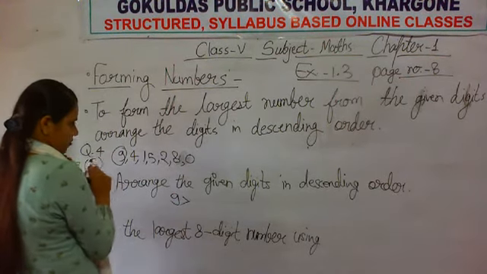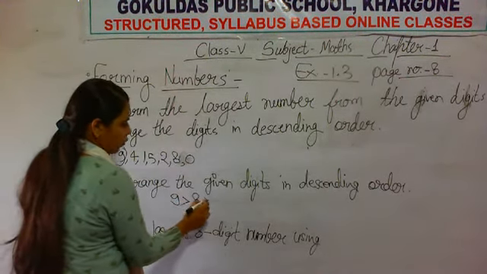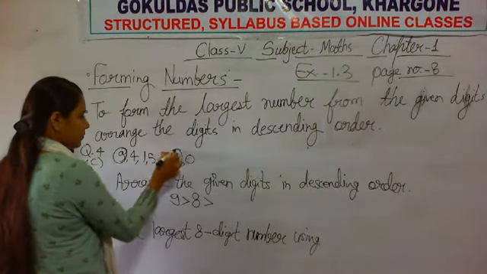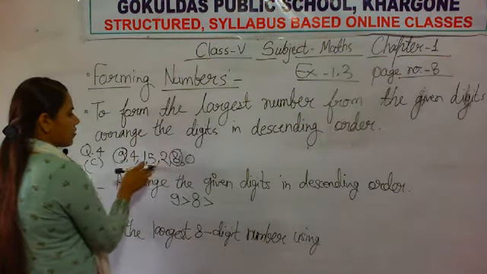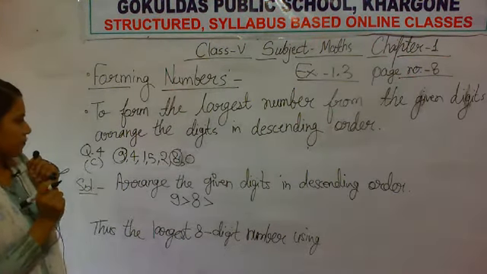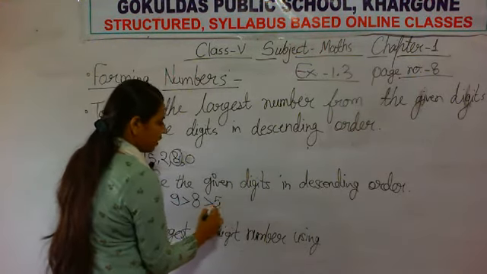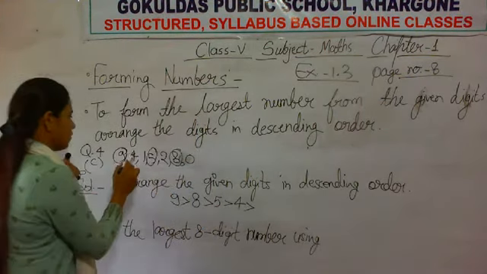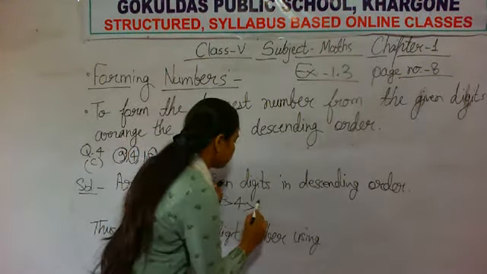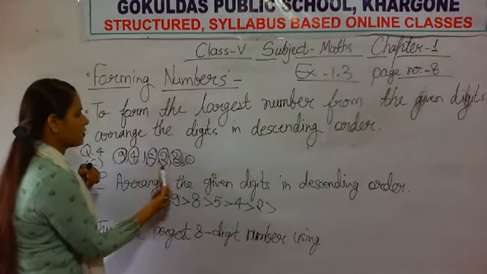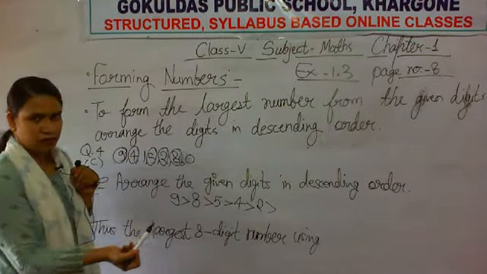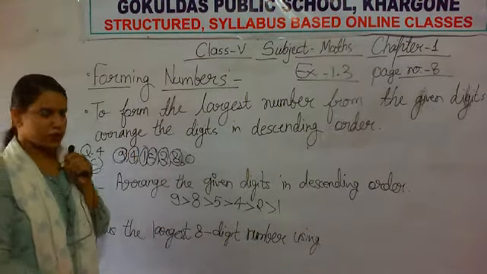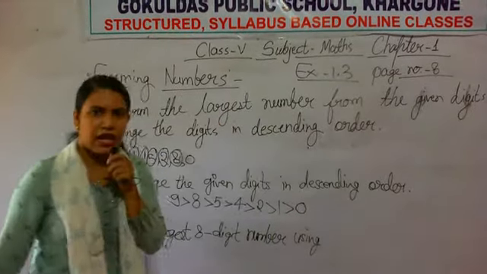Then 8 is the largest, so you write 8. Then which is the largest after 8 among the remaining digits? 5 is the largest, so write 5. Then you see that 4 is the largest. Then which number comes? 2. Then which is larger between 0 and 1? 1 is larger, so write 1. Then which one is left? 0. So write 0 at the last place.